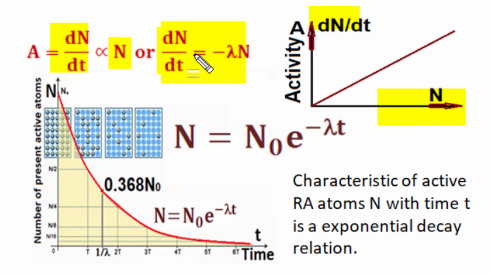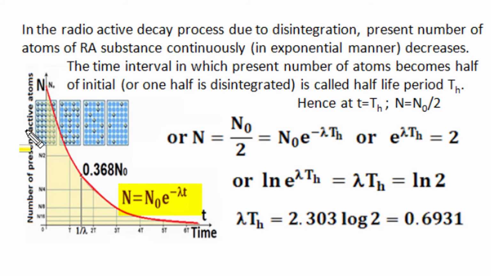To use this relation for a longer duration, we have separated variables and performed integration, and after integration we got that present number of radioactive nuclei at any time t in terms of initial number is given by this exponential decaying relationship, and this characteristic clearly indicates that as time increases, present number exponentially decays. In the radioactive decay process, due to disintegration or decay, the number of radioactive nuclei continuously decreases with respect to time in an exponential manner.